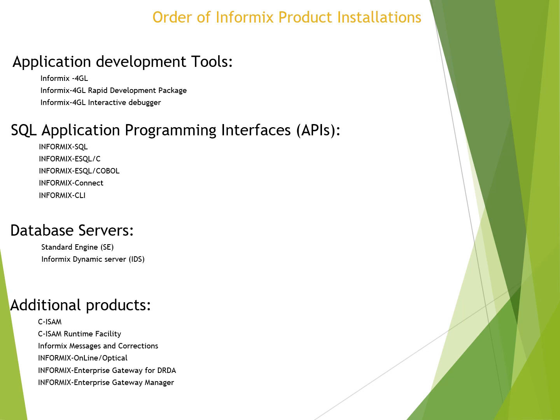For a database server, we have two options: one is the Standard Engine, another one is IDS, meaning Informix Dynamic Server. Additional products include ISM, one of the best products, the ISM runtime facilities, Informix messages and corrections, Informix OnLine Optical, Informix Enterprise Gateway for DRDA, and Informix Enterprise Gateway Manager. These are all details of the product installation order of the Informix products.